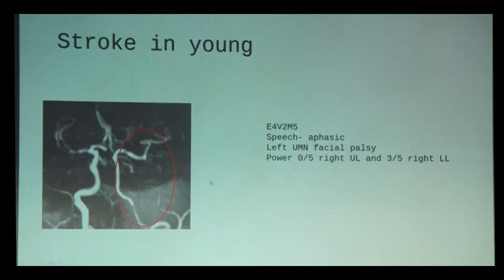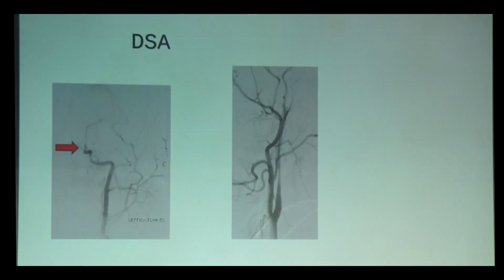So we followed the drip and shift approach. We started the alteplase and shifted this patient to the cath lab. At presentation she was E4, V2, M5. She was aphasic with left UMN facial palsy, 0/5 in the right upper limb and 3/5 in the right lower limb. So this is the first shot.